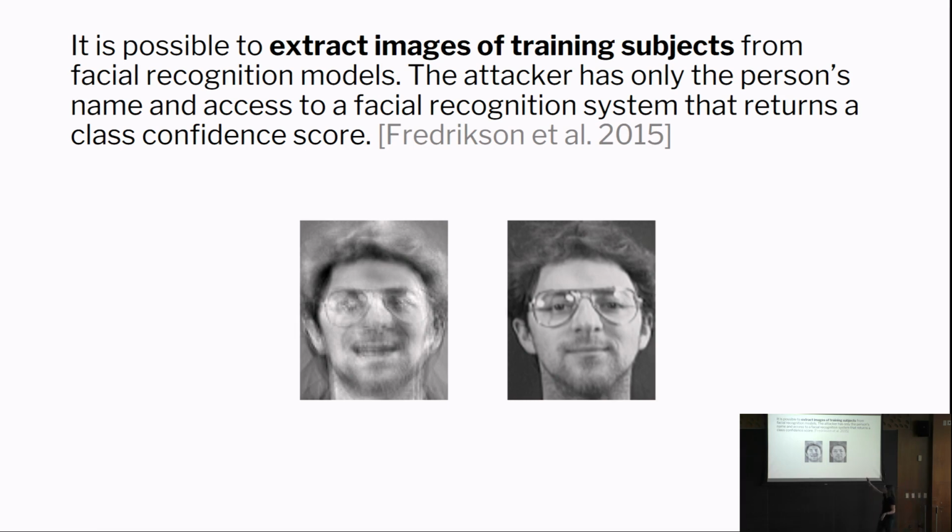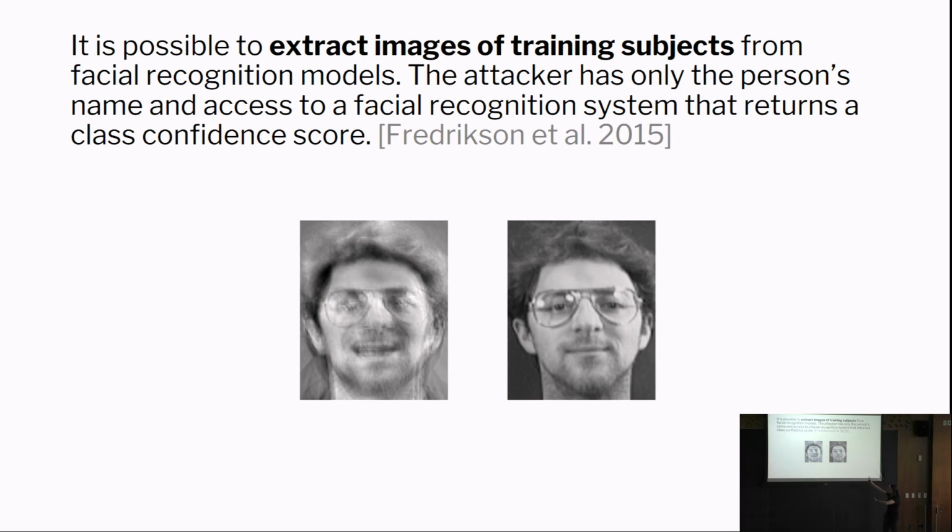Here at CMU, Matt Fredrikson showed that it's possible to extract images of training subjects from a facial recognition system. This is a facial recognition system built on neural networks, and basically it takes images of individuals. These individuals are in some data set, and it learns a function which takes a set of pixels, a new image, and says, well, I'm 90% sure this picture is of Bob, I'm like 5% sure it's of some guy, Tom. It returns a confidence vector of the individuals in the database.